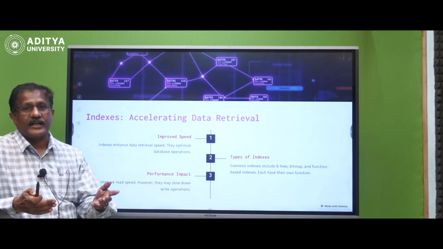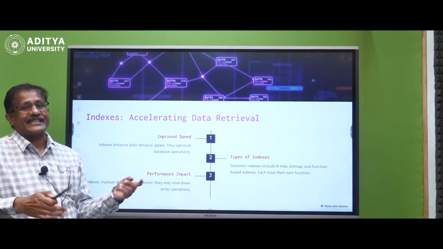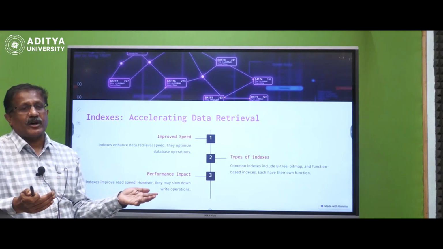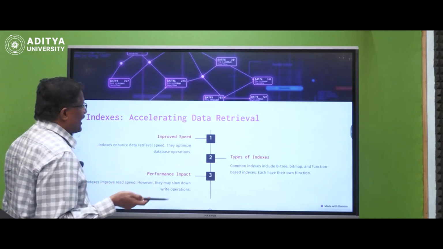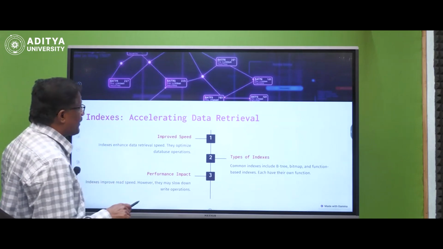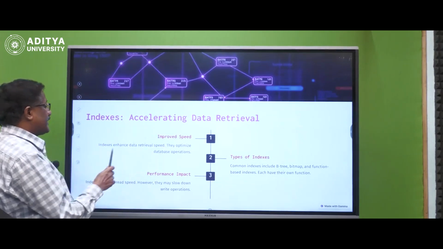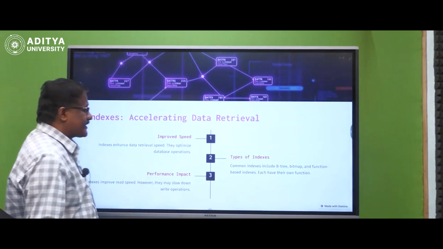For example, if you take any reference book of more than 1,000 pages, the last 4 or 5 pages are called the index. Indexing is one type of object by which the data can be retrieved in a fast amount of time. Same way, an index can be created on the Oracle database, where it improves the speed. Indexes enhance the data retrieval speed. They optimize the database operation.